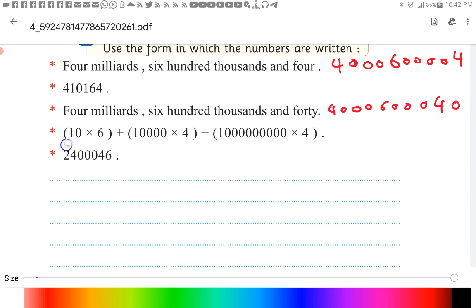At last, 6 in tens please. There is no units. About units 0. Then 6 in units please. Then 4 in 10,000.